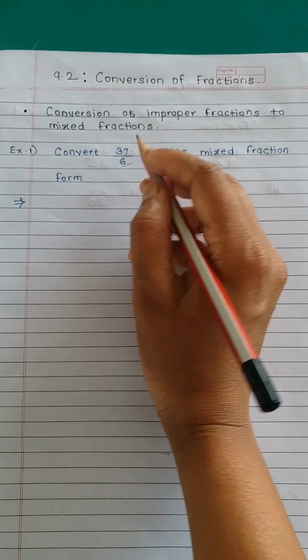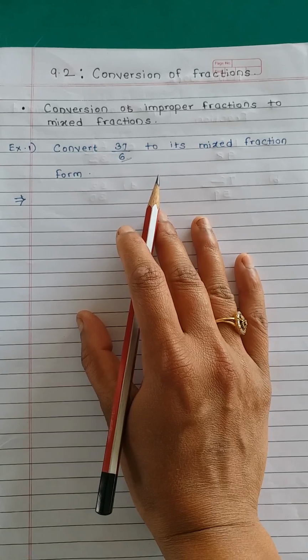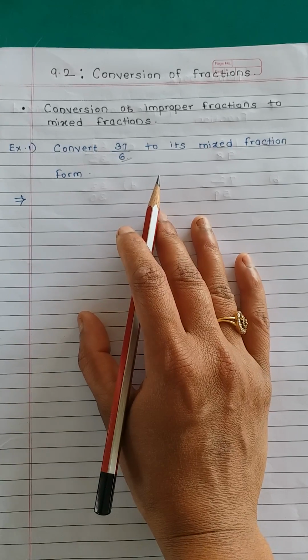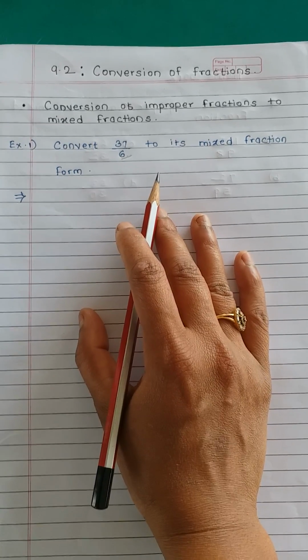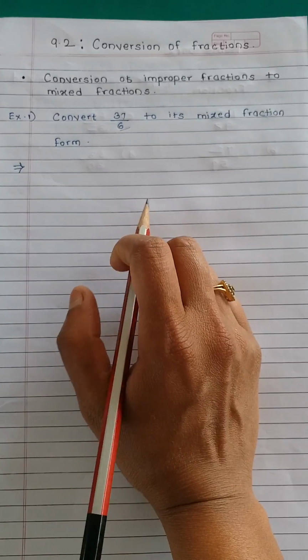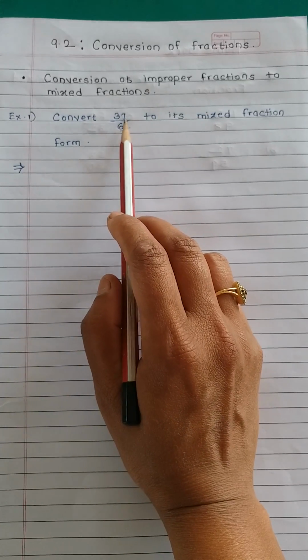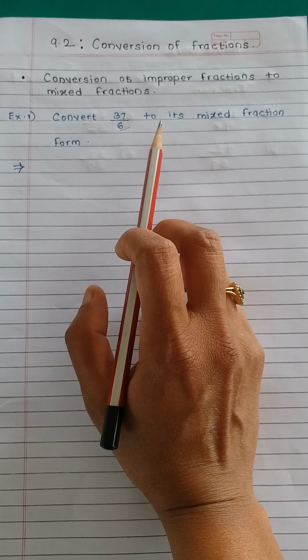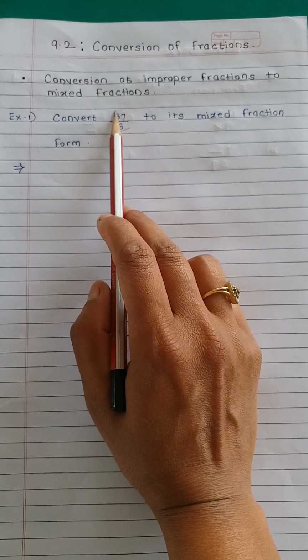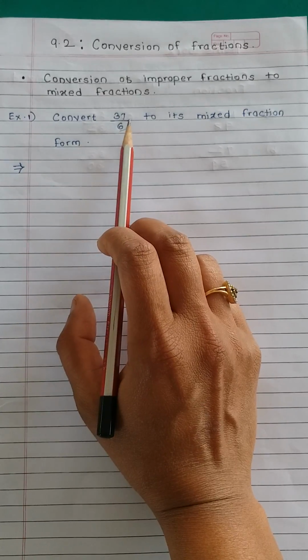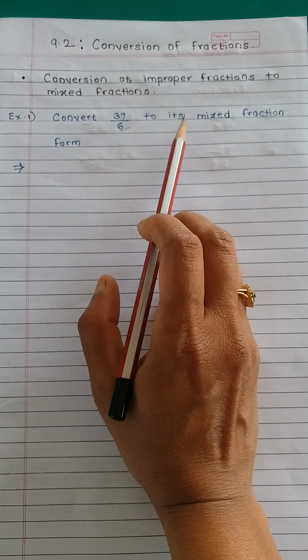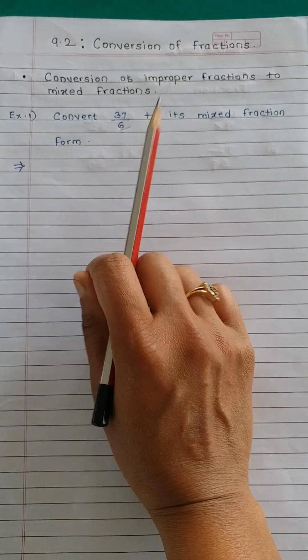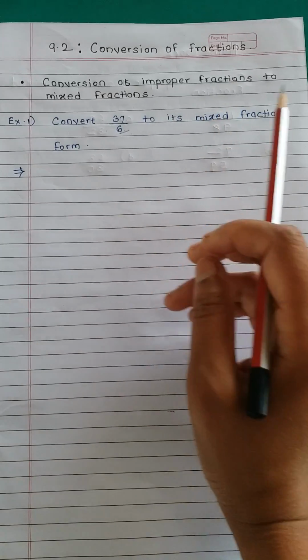Can you tell me, my dear students? Is it a proper fraction or improper fraction? Very good. Improper fraction. Why improper fraction? Because the numerator is greater than denominator. Right? Okay. So the first thing is, this is your improper fraction and that improper fraction we have to convert into mixed fraction. How? Shall we start?